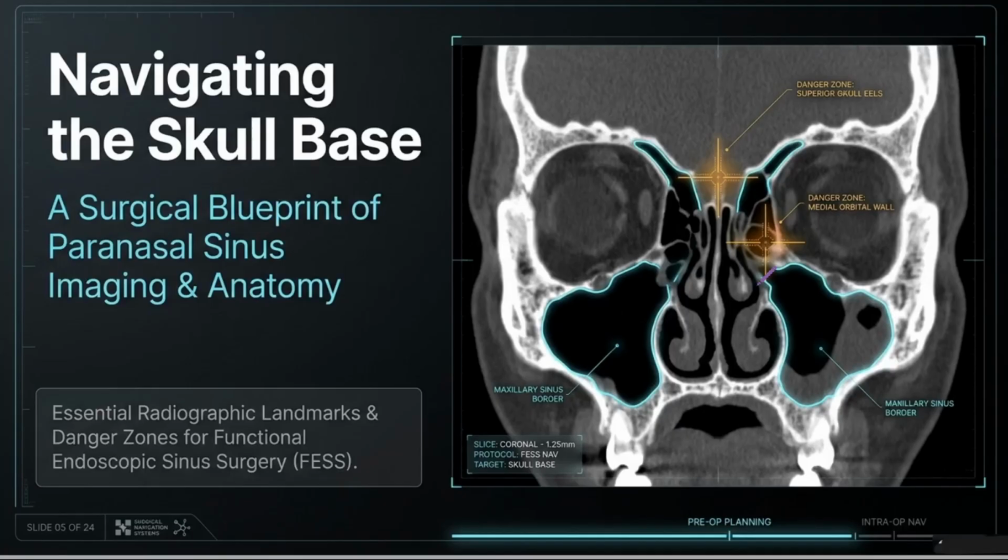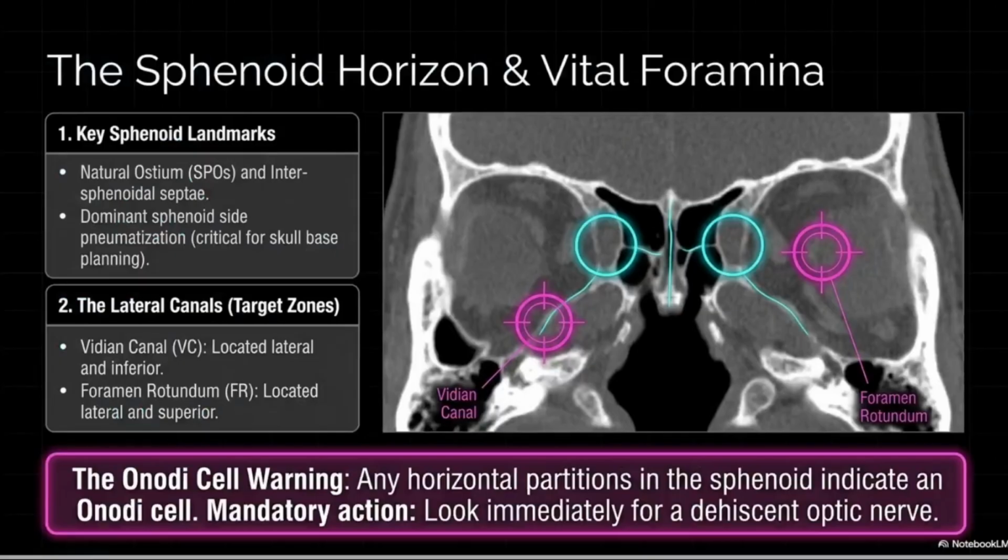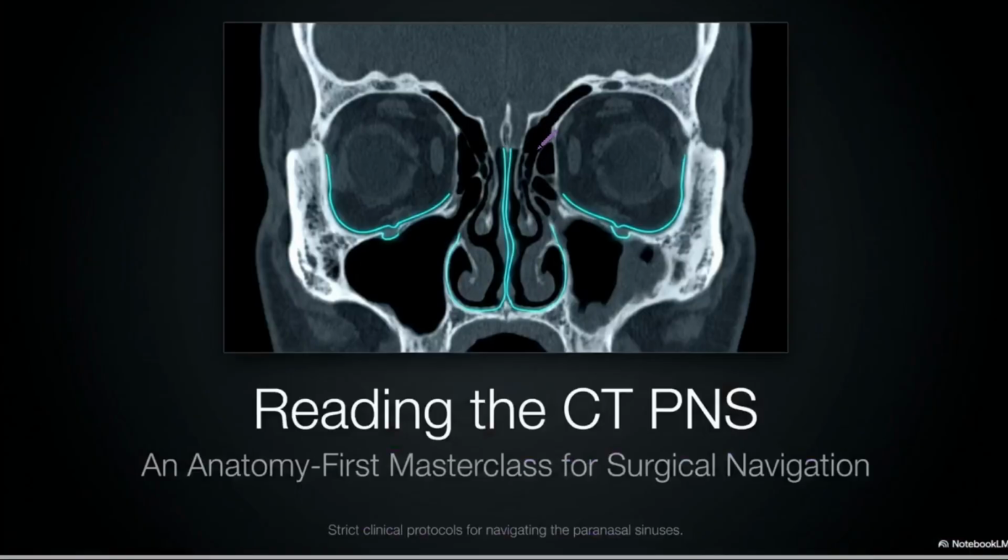And that logic applies perfectly to the other major views detailed in the lecture too. Right, like the Caldwell view. Yeah, the Caldwell view, which is occipitofrontal. So the beam travels from the back of the head straight through to the forehead. And that projects the frontal sinuses, which are the ones located right above your eyebrows, completely clear of the overlapping skull bone. And when doctors need to see deeper into the skull, the physical contortions become far more extreme, don't they? Oh, absolutely.